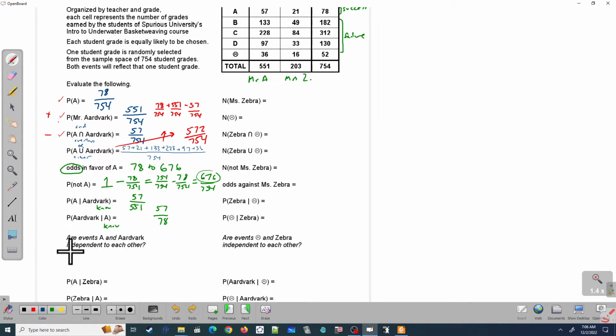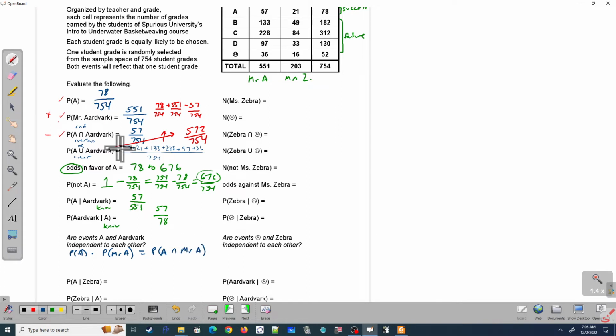So that's what I'm going to be taking up here. The probability of A, then I'm going to multiply it by the probability of Mr. Aardvark, which I'll just say Mr. A, all right? And I have to show that it is equal to the probability of both A and Mr. Aardvark.